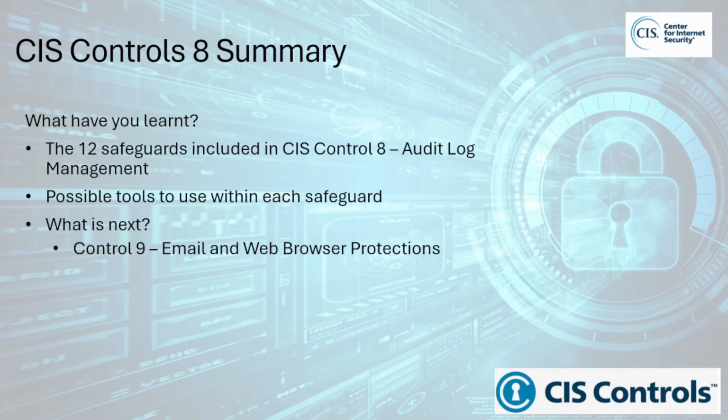In this lesson you have learnt the 12 safeguards included in CIS Control 8, Audit Log Management, the implementation group of each safeguard, and possible tools to use within each safeguard. In the next lesson I'll take you into Control 9, Email and Web Browser Protections, including recommended safeguards in this control, the implementation group of the safeguards, and some recommendations on tools that you may find useful to help in implementing the safeguards.